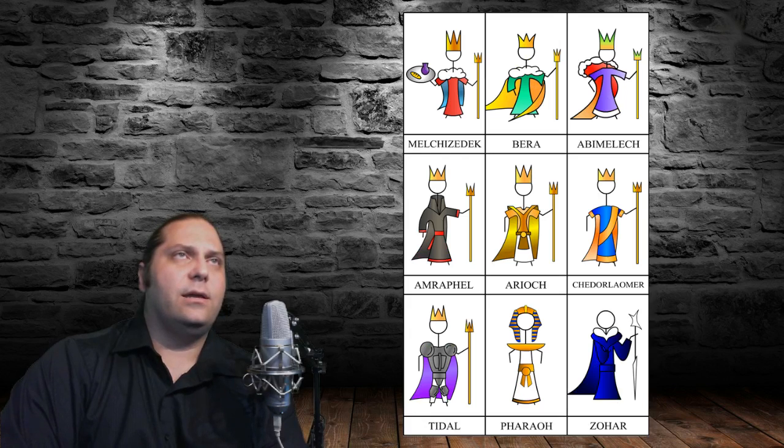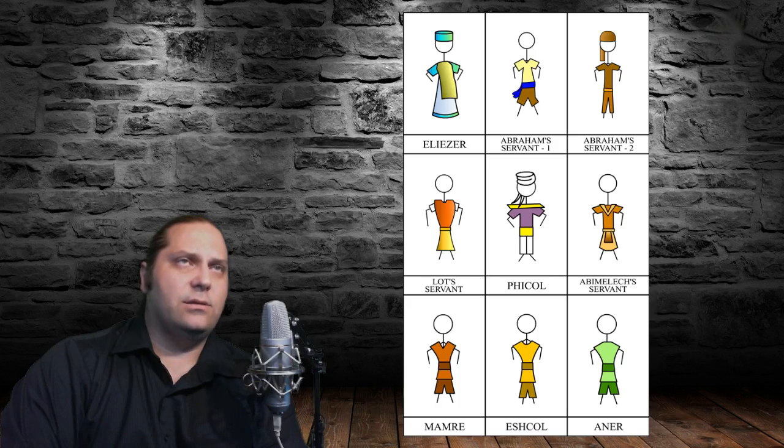Then we have kind of like the king's page. We see Melchizedek, the upper left-hand corner, Bera, Abimelech, Amraphel, Arioch, Chedorlaomer, Tidal, Pharaoh, Zohar. And we see Eliezer, Abraham's servant 1, Abraham's servant 2, Lot's servant, Phicol, Abimelech's servant. At the bottom, Mamre, Eshcol, and Ner.